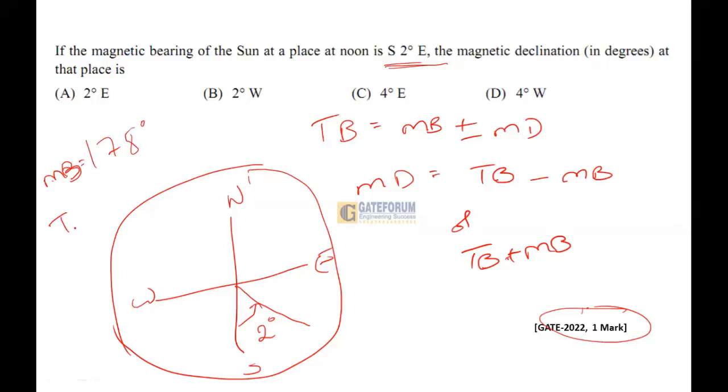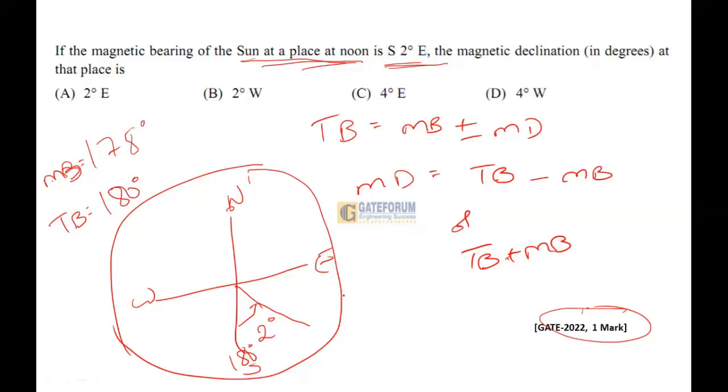Now I want the true bearing. True bearing is nothing but 180 degrees. Why? Because for the sun at a place at noon, the angle is either 0 or 180 degrees. So true bearing or geographical bearing will be exactly 0 or 180. So we'll take 180 degrees at noon. So 180 and here 178 degrees.